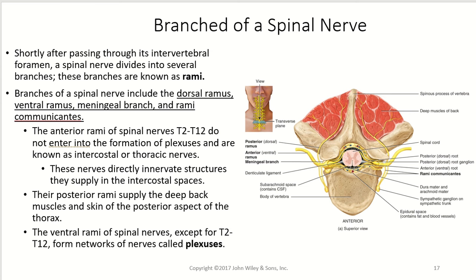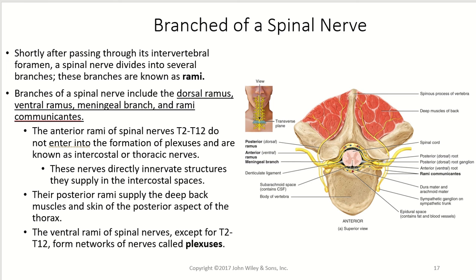So then looking at the branches of the spinal nerves, shortly after passing through those intervertebral foramina, a spinal nerve is going to divide into several different branches, and these branches are called rami. Branches of spinal nerves are going to include the dorsal ramus, the ventral ramus, the meningeal branch, as well as the rami communicantes, which we mentioned in a previous lecture.